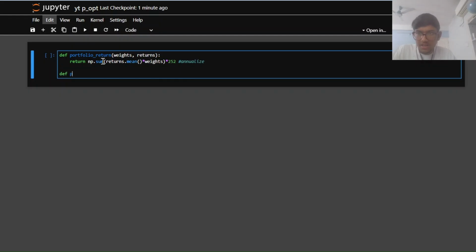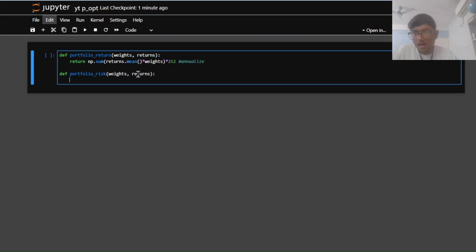Similarly, we will define our portfolio risk function, which takes in the same inputs, and it would return the square root of the dot product of the transpose of weights and the dot product of the covariance matrix and weights.